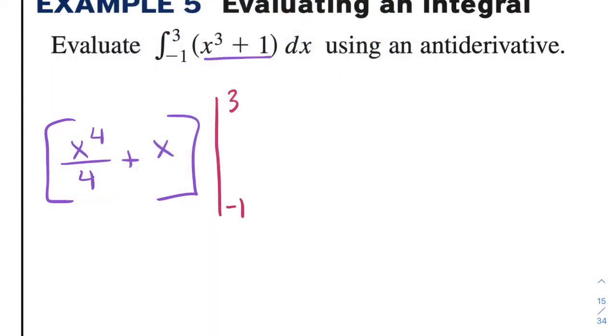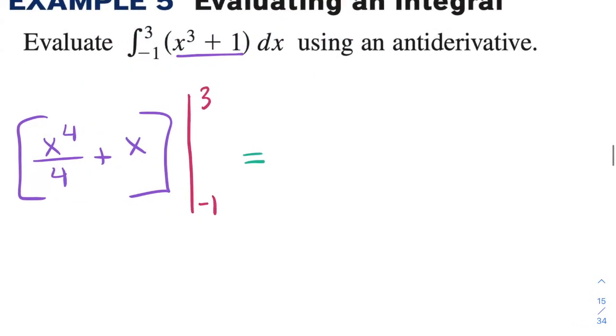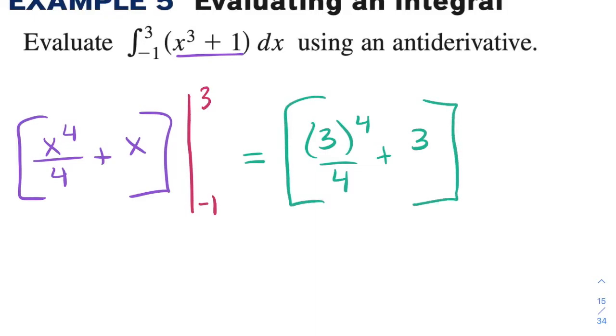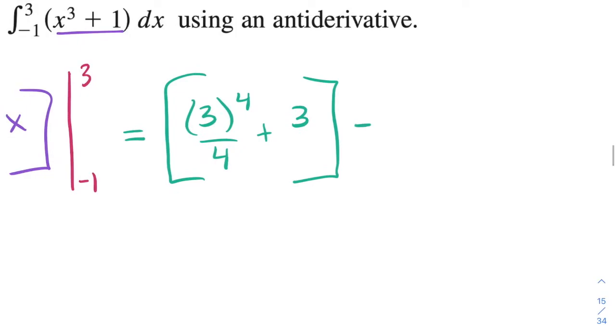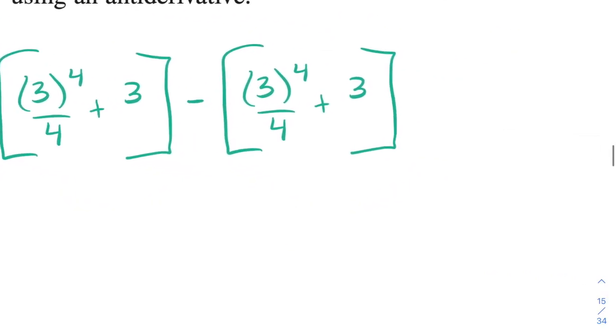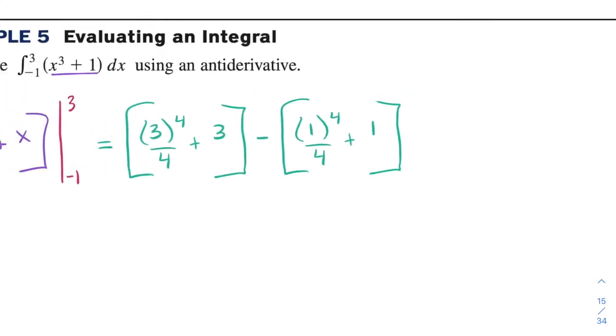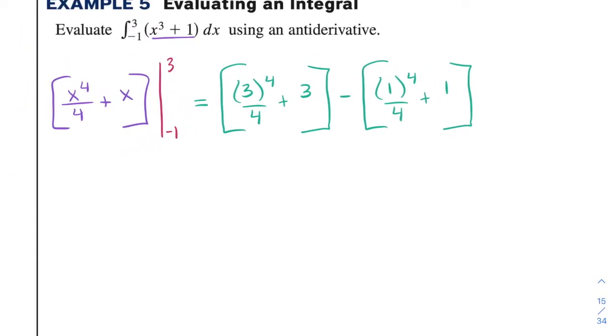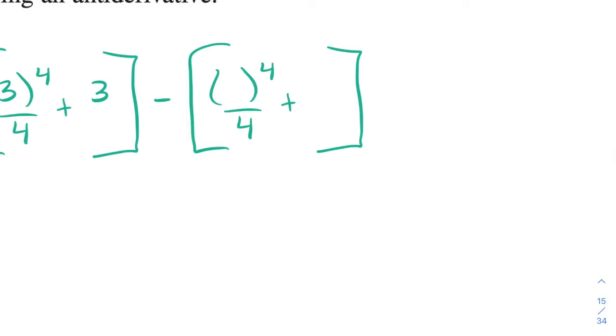So this is equivalent to, and you need your bar notation, it's going to help you, 3 to the fourth power over 4 plus 3. Notice how I took the antiderivative and evaluated it at my upper limit. And now I'm going to take away literally the same thing, so I'm going to copy and paste it. You see it's exactly the same, however it's now at the number -1. So wherever I saw x, -1.